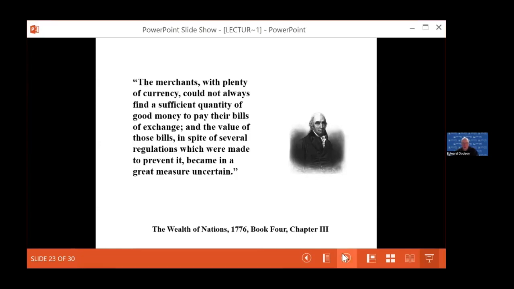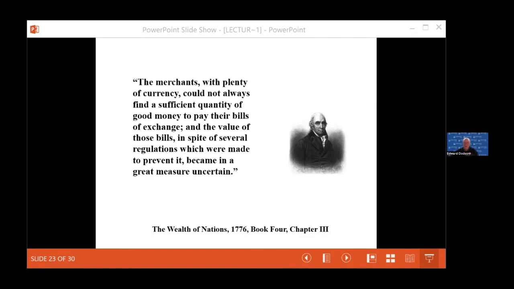The merchants with plenty of currency could not always find a sufficient quantity of good money to pay their bills of exchange. And the value of those bills, in spite of several regulations which were made to prevent it, became in a great measure uncertain. And so the bank's role is to add certainty to the market. It's just like, when you think about periods of hyperinflation, where people will get paid in currency on Monday, and by Wednesday, the amount of goods that they could purchase with that money had declined by some percent. So even when there's not hyperinflation, the idea behind the Bank of Amsterdam was to create stable monetary purchasing power.